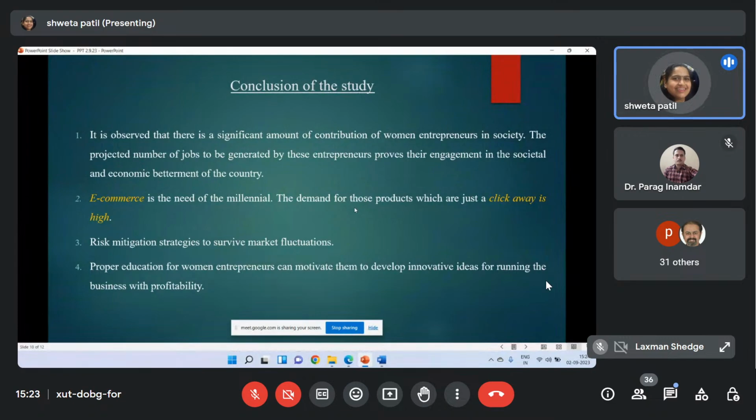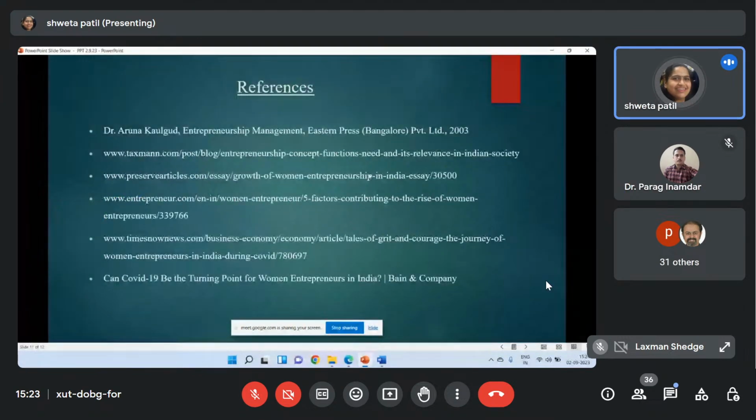And lastly, proper education for these women entrepreneurs can seriously motivate them toward innovative ideas. So these are the references which I have referred to for the study.